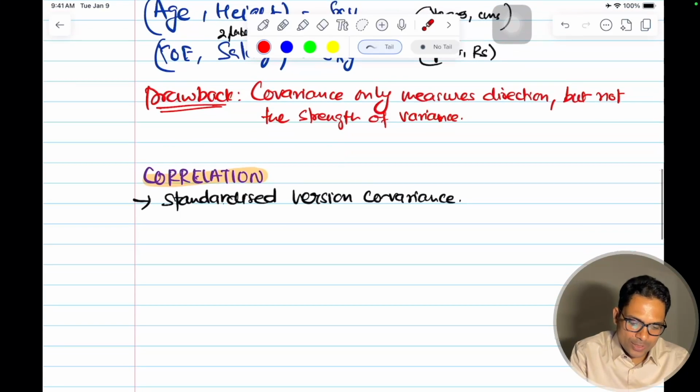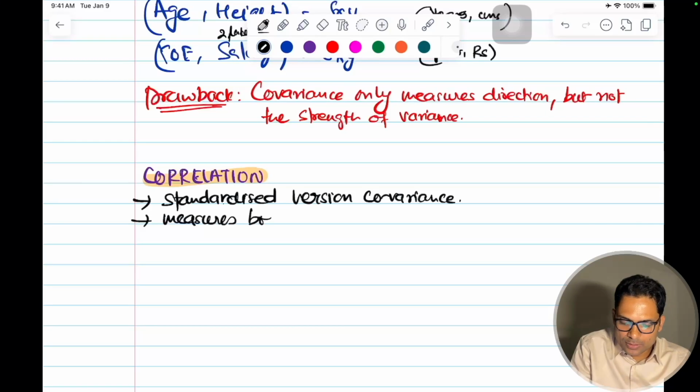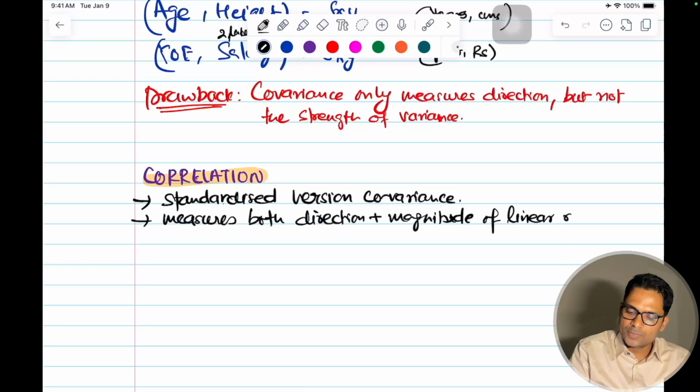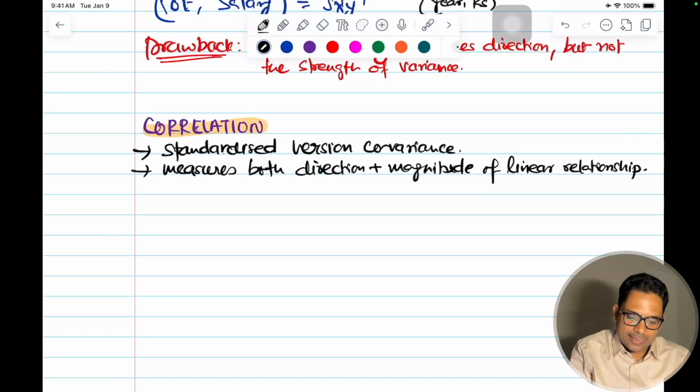This is a standardized version. How it is standardized, let me tell you. As I mentioned, it measures both direction plus magnitude of linear relationship. Linear always means straight line. Linear relationship, degree 1. So this standardization makes it dimensionless.